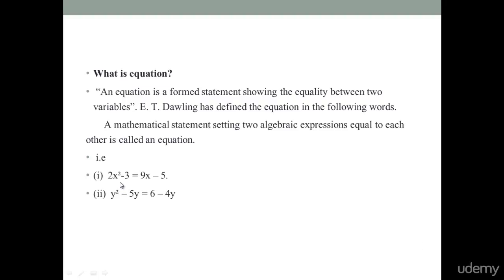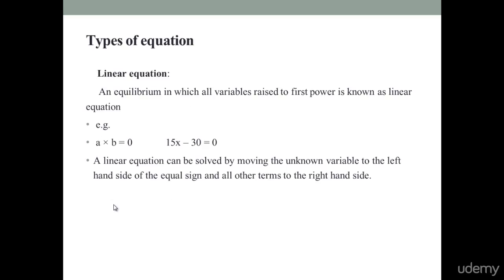For example, 2x squared minus 3 equals 9x minus 5, and y squared minus 5y equals 6 minus 4y. These are examples of equations. Types of equation. First is the linear equation. What is a linear equation? An equation in which all variables are raised to the first power is known as a linear equation.